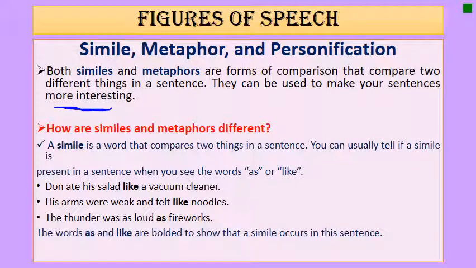How are similes and metaphors different? A simile is a word that compares two things in a sentence. You can usually tell if a simile is present in a sentence when you see the words as or like. Don ate his salad like a vacuum cleaner. So we're comparing Don's eating to a vacuum cleaner using the word like. His arms were weak and felt like noodles. We are comparing his arms to noodles. The thunder was as loud as fireworks. We are comparing thunder to fireworks using the word as. So the words as or like are bolded to show that a simile occurs in the sentence when we compare two things using the words as or like.